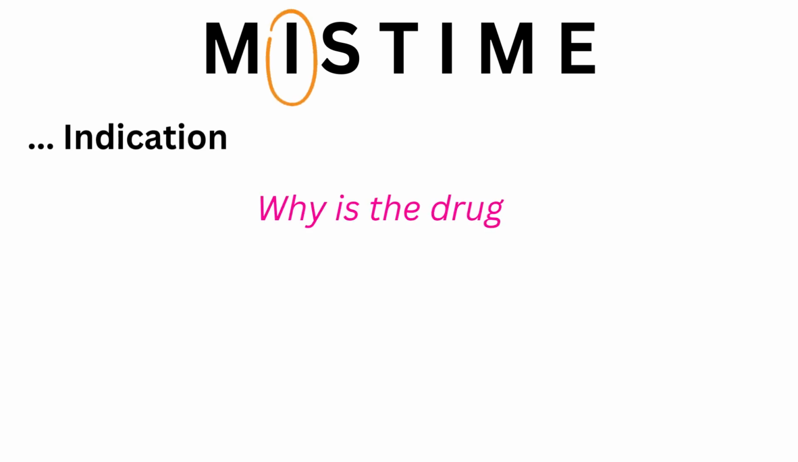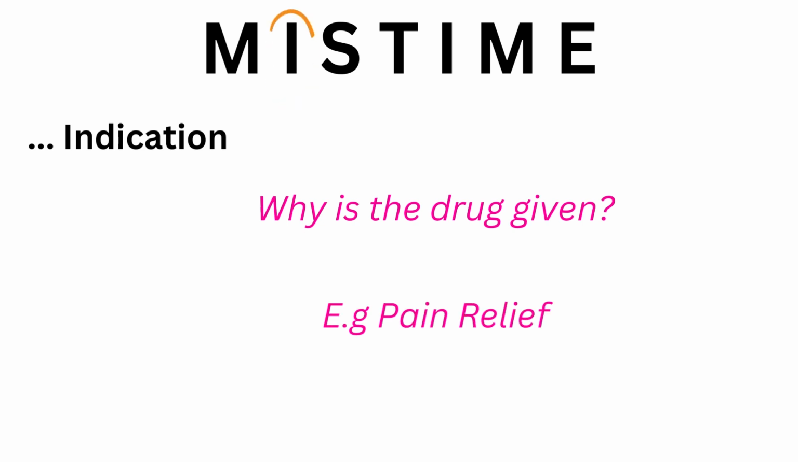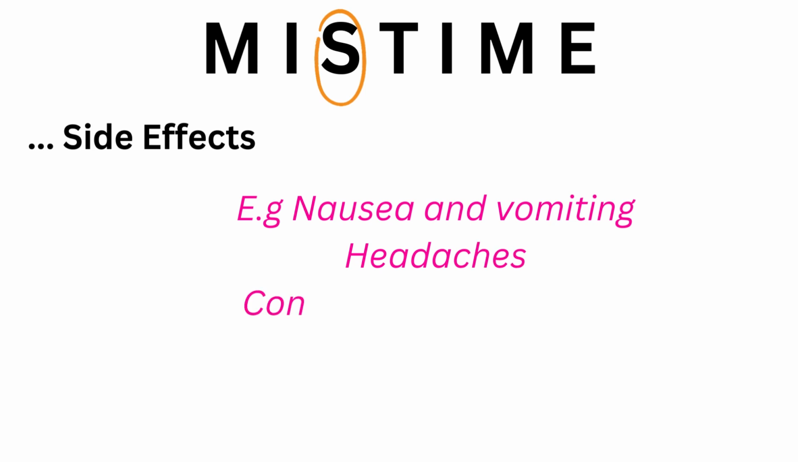The letter I of mistime represents the indication of the drug. Why is it given, and what is it used to treat? For example, opioids such as morphine sulfate will have the indication of pain relief. The S of mistime stands for side effects, which are important to learn for all drugs.